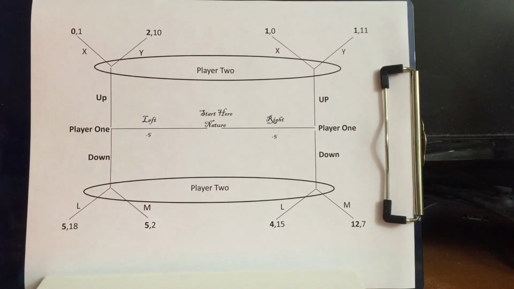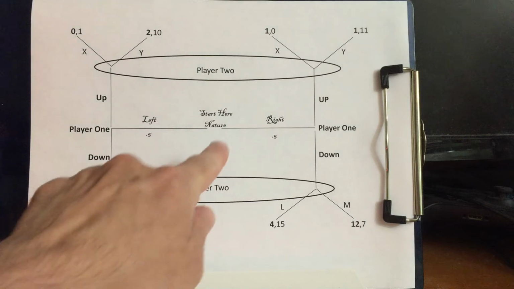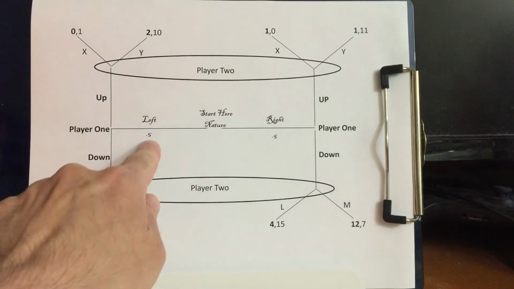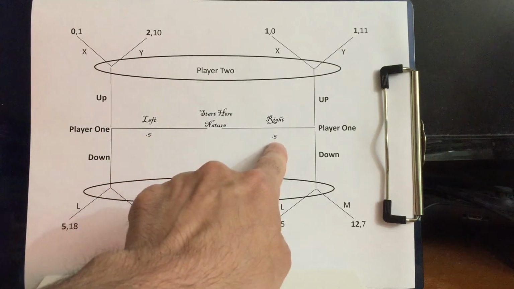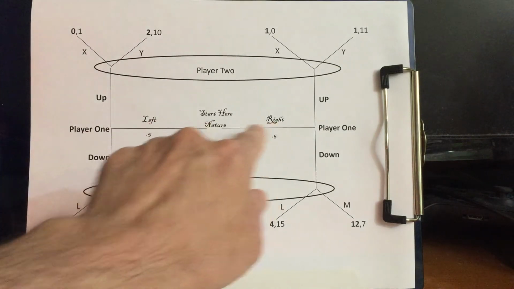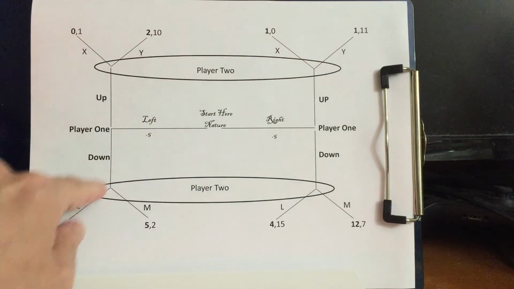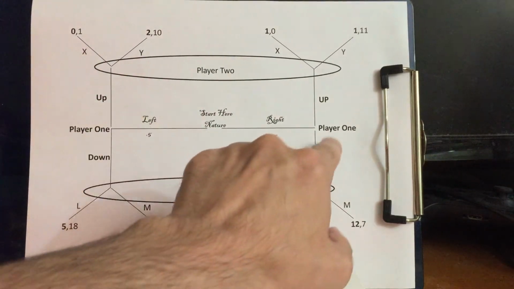Hello. Let's do some more games involving nature and uncertainty. In this game, nature first decides to go left or right, and goes left with probability 0.5 and right with probability 0.5. Player 1 then has the option of going up or down. He can do that if he's on the left or the right.